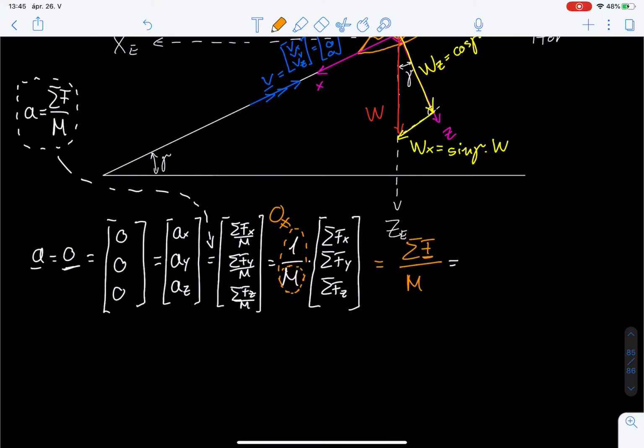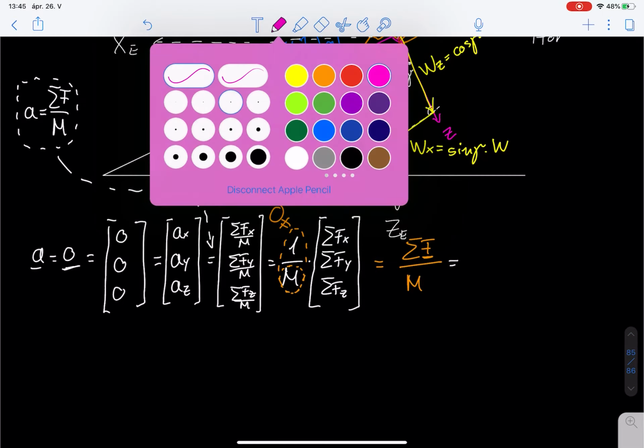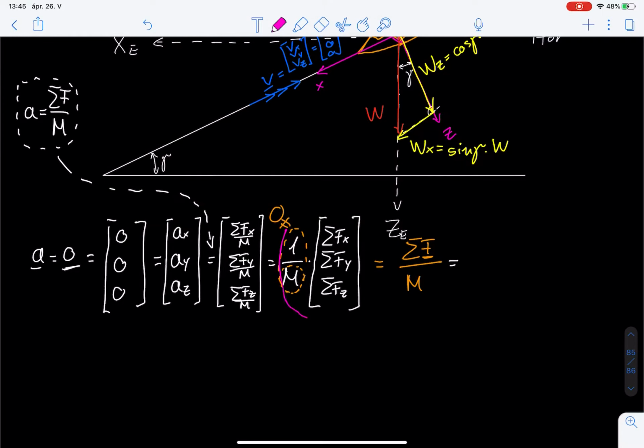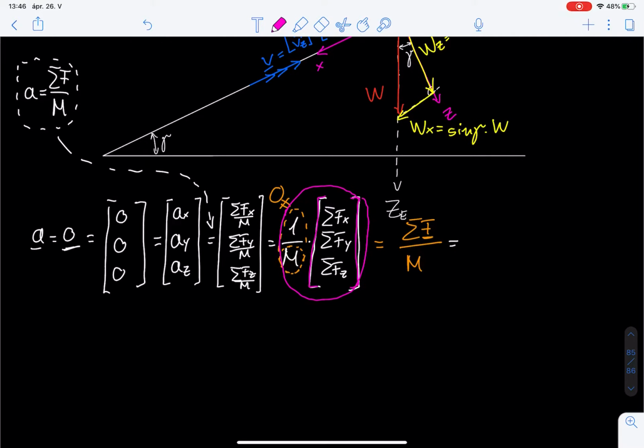So the only way this expression can be equal to zero is if this vector right here is a zero vector, right? So therefore, it would mean that the 1 over mass has to be multiplied with a 0, 0, 0 vector.